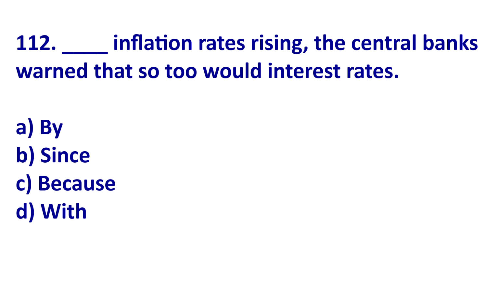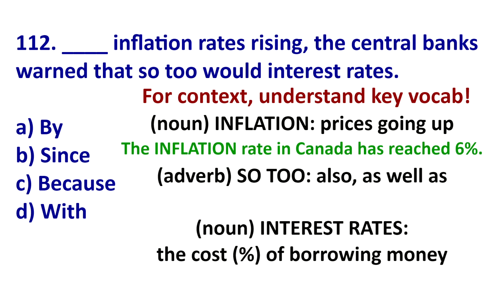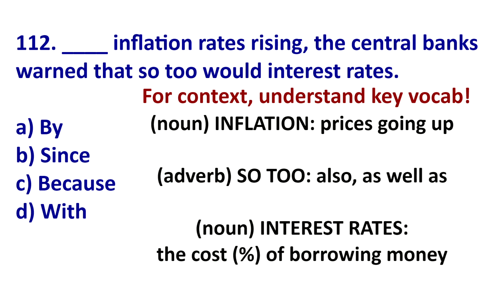Now, for context, let's make sure we understand the whole idea. Here are some key vocabulary. The first is inflation. Inflation, of course, is an increase in prices. So recently, in my country, Canada, the inflation rate has reached about 6%. So prices are going up about 6%. The next term is so too. So too is also.